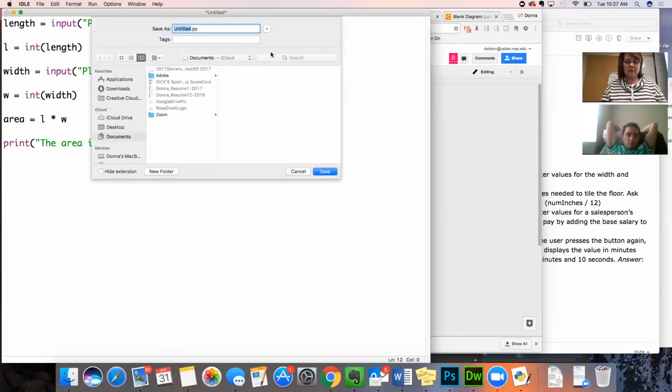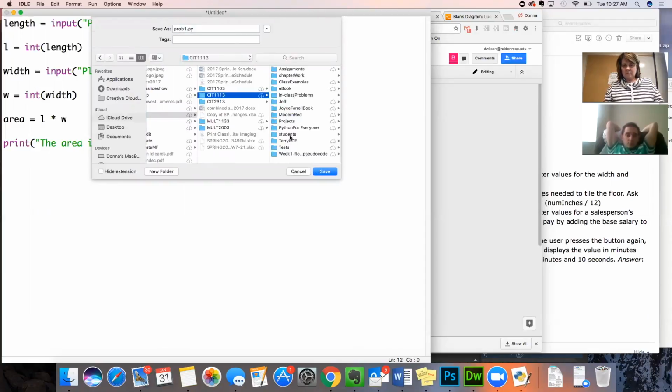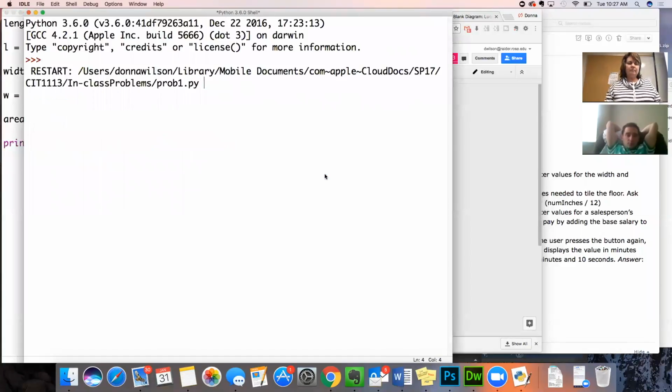Oh, it's going to tell me prob1.py. Let me put it where it's supposed to go. CIT1113 in class. There we go. Okay, please enter the length. Let's say it was 5, and 8 for width: 40 square feet. Okay, so that was the Python for it. That one was pretty straightforward in Python.